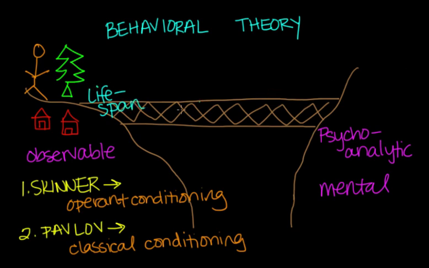Now, what is this bridge in the middle connecting one extreme of behaviorism to the other, the mental approach to the observable approach? Now, it's not to say one is right over the other. There's just two different approaches of personality. Okay, so back to this, the bridge. The bridge in the middle is what we're going to call the cognitive theory.